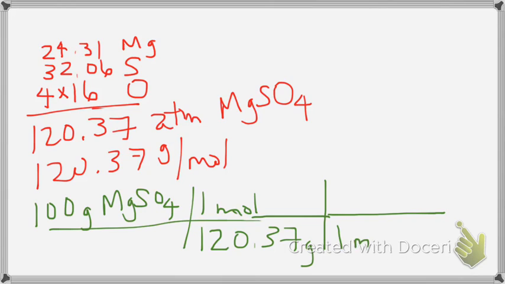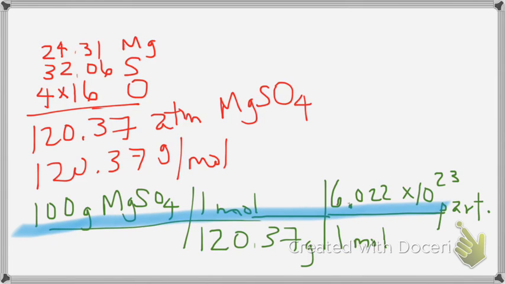Now, we also know that 1 mole, by definition, is equal to 6.022 times 10 to the 23rd particles. Just like 1 dozen is equal to 12, 1 mole is equal to 6.022 times 10 to the 23rd. So now remember, we multiply by everything on the top, and we divide by everything on the bottom. So let's do that. We have 100 times 6.022 times 10 to the 23rd power, divided by 120.37.